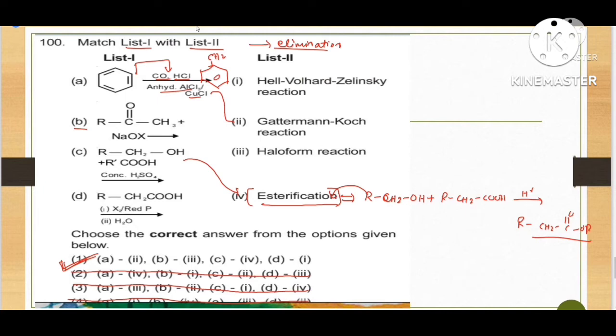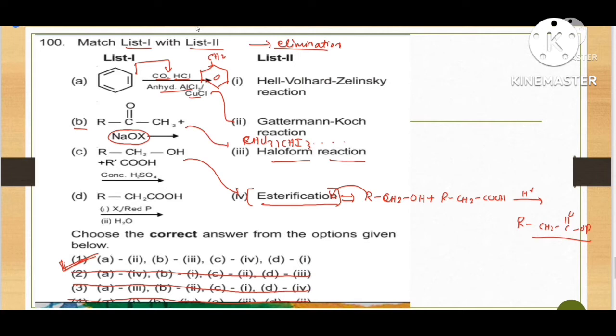Then come to B. When R bond, C double bond O, CH3 reacts in the presence of NaOX, this is called the haloform reaction, to produce haloforms like CHCl3, CHI3, and so on. These are called the haloform reactions.